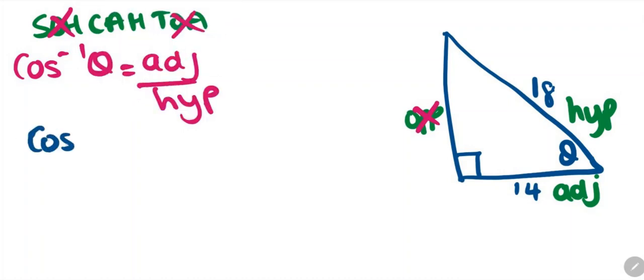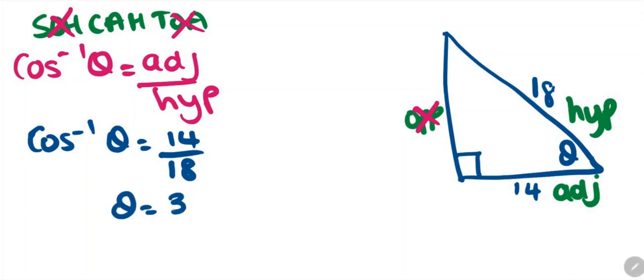So cos to the -1 of theta is going to be 14 divided by 18. And if you put that in the calculator, shift and cos, fraction button, 14 divided by 18. And theta is 38.9 degrees.